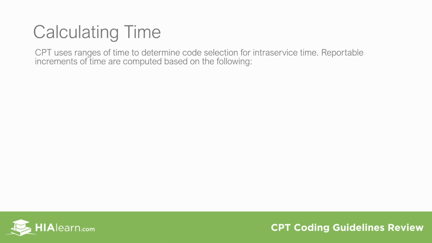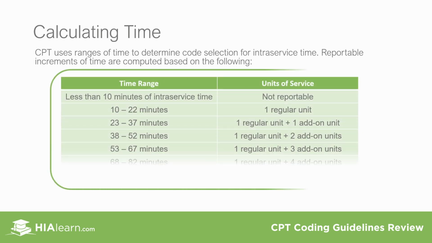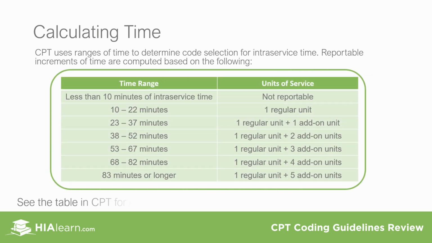CPT uses ranges of time to determine how many increments of 15 minutes should be reported for intra-service time. Reportable increments of time are computed based on the following. You can refer to the table in CPT for an exact accounting of which codes and numbers of regular and add-on units are associated with each time range.